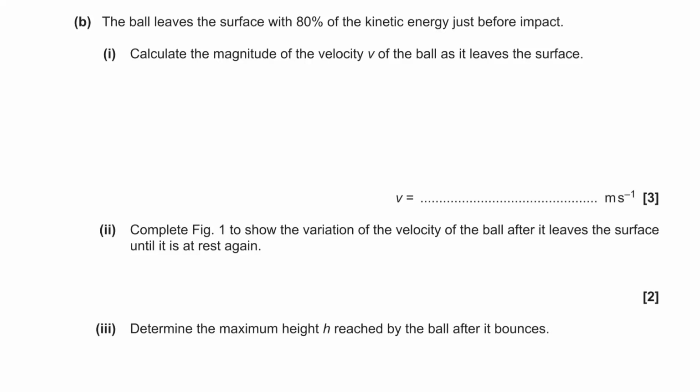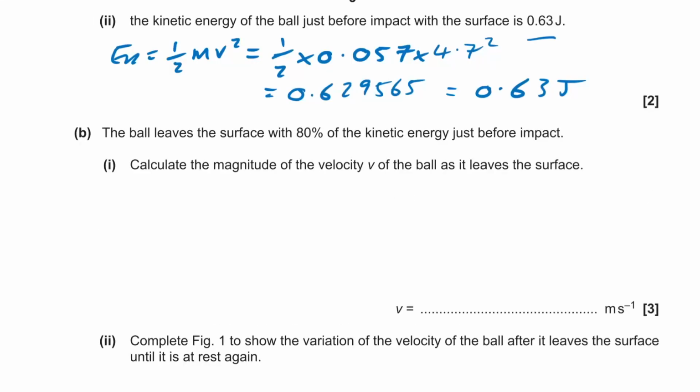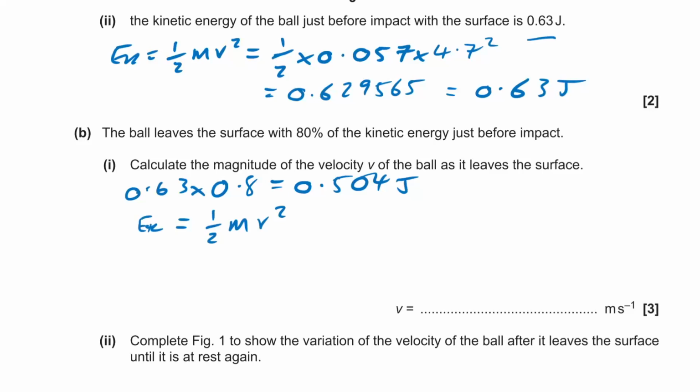Okay, the ball leaves with 80% of the kinetic energy. Calculate the magnitude of the velocity after it leaves the surface. Okay, so 0.63 times 80%, so that's 0.8. Gives us 0.504 joules. And that's again equal to half mv squared. So all we have to do is rearrange this to find v. V squared is equal to 2 lots of the energy. I'm just dropping the k there because we've only got one type here. So therefore v is the square root of all of that.